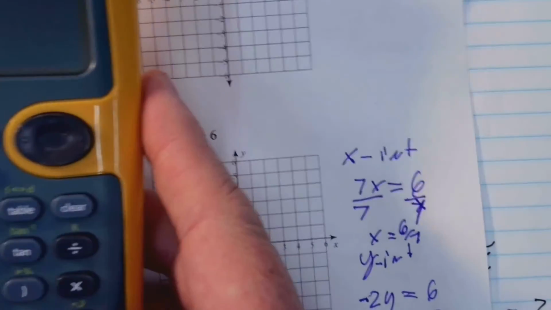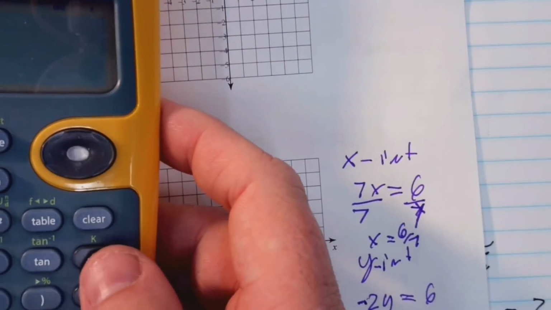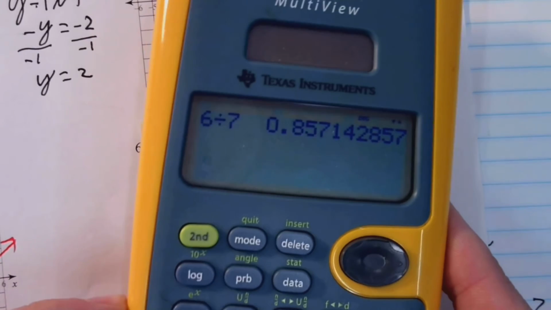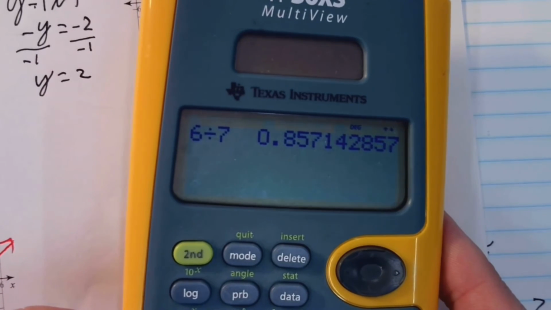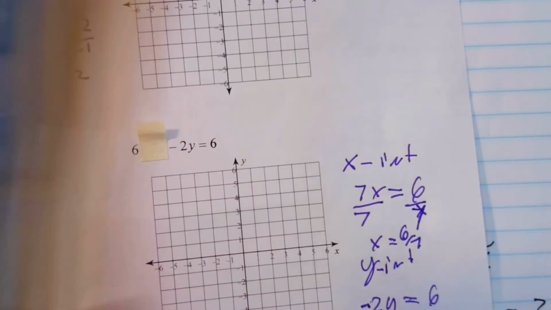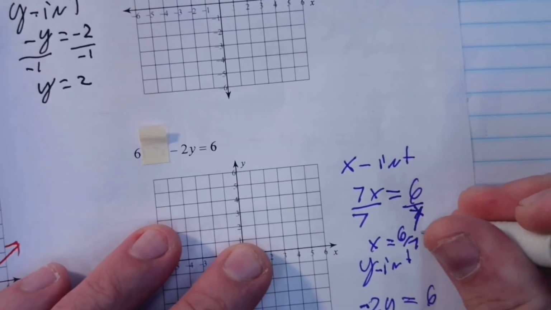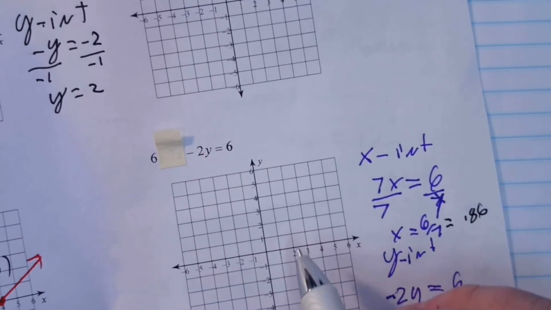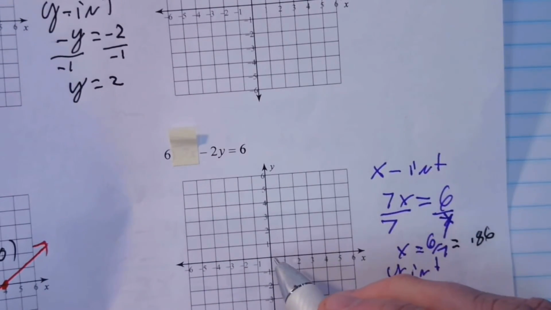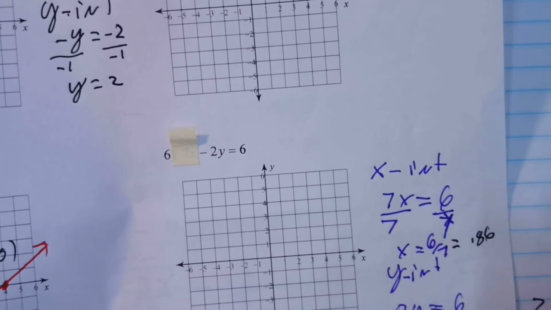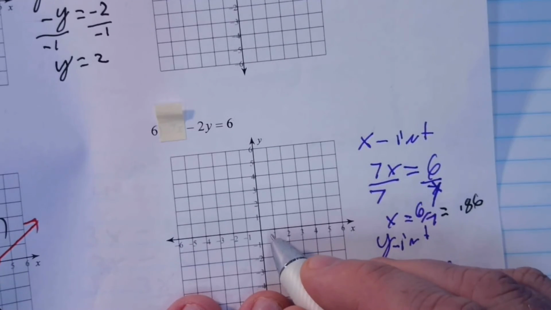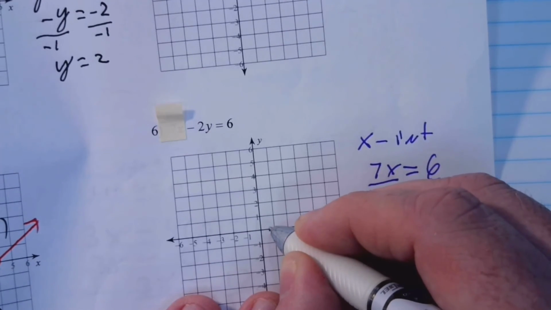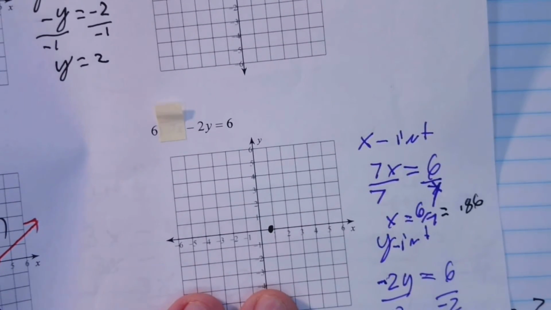For a lot of you, it's going to be easier to just put it in the calculator. Do 6 divided by 7. And we get 0.857. So I'm just going to write 0.86. And this is how I'm going to graph this. 0.86 is not all the way to 1, but it's close to 1, isn't it? It's almost all the way there. 86 is almost to 100, right? So I'm just going to put a point right here. It's close enough. Is it exact?